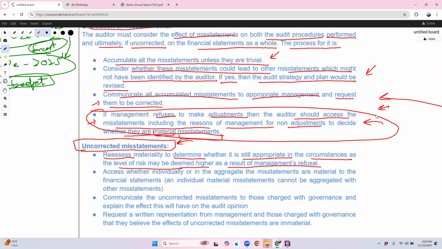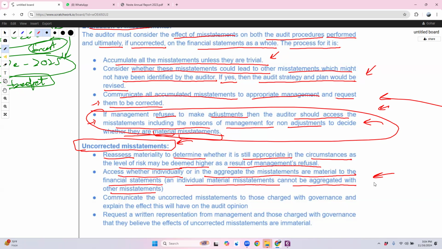Okay. Great. Forwards. Assess whether individually or in the aggregate the misstatements are material to the financial statements. An individual material misstatement cannot be aggregated with other misstatements. Remember this as well, that as an auditor, you will first identify the individual misstatements that are alone material. You will make a separate list of it. And those misstatements which are non-material, you will accumulate all of those and check whether they become material or not when we talk about in aggregate.